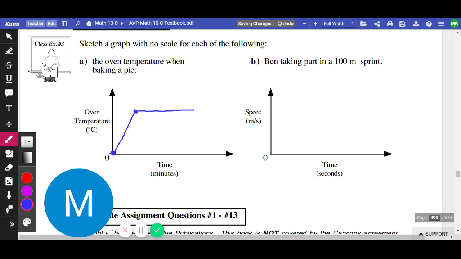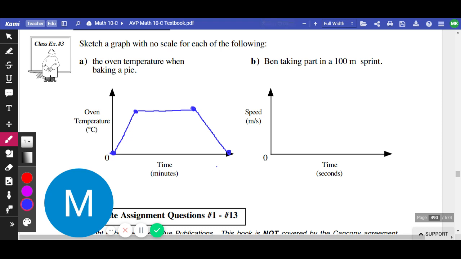When I'm done baking my pie, I'm going to shut the oven off. Will it instantly go from 400 to 0? No, right? It's got to cool off. So you're going to stop baking your pie, and it's going to cool off until it's back to 0. That is what I would expect a graph to look like for the temperature of my oven when baking a pie. Preheating, cooking, cooling. And it's kind of gradual, right? It doesn't just instantly skyrocket up and down.